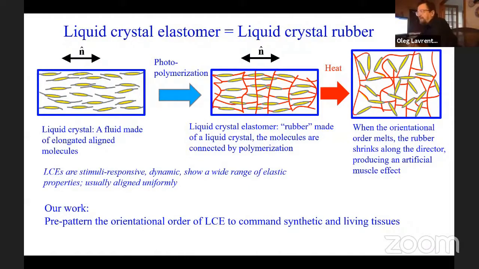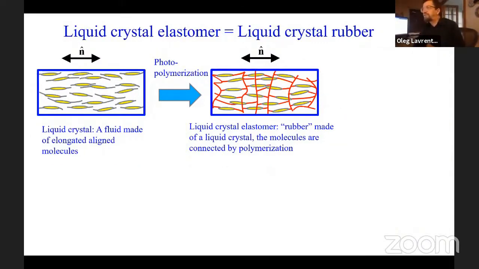So the liquid crystal elastomers, combining the properties of liquid crystals and rubber, show a wide range of interesting elastic properties, and typically they are explored in the aligned state. For example, these two pictures in the center and the right side of the slide demonstrate the principle of an artificial muscle. This rubber can shrink and expand as a function of temperature in the environment, and it's nothing else but an artificial muscle. But we are more interested in a pattern in the orientational order to make it non-uniform and to produce topological defects.